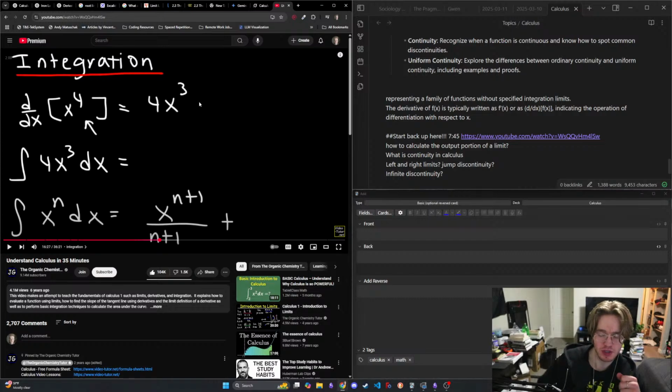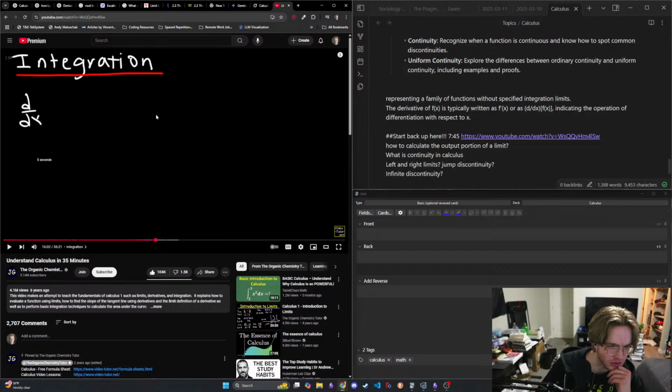Since the integral process and the derivative process are inverse functions, it would make sense that the power rule also applies.